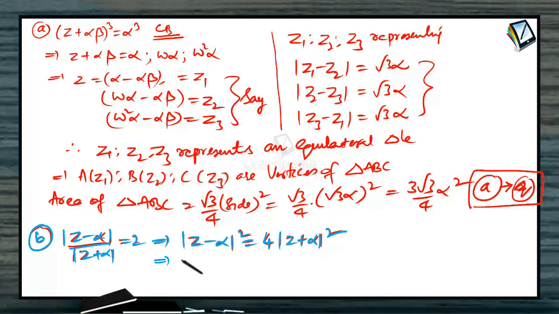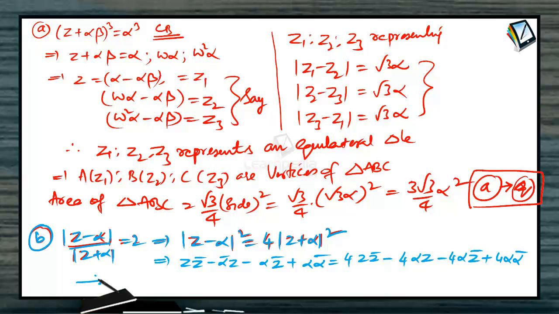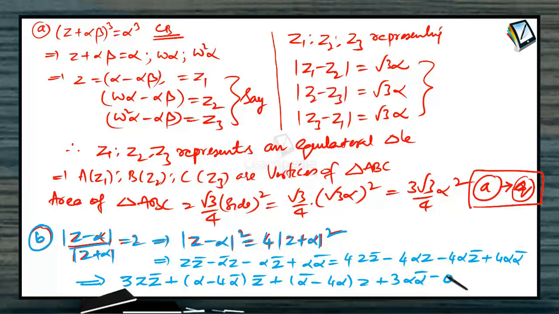So if you expand this, this becomes z z̄ − ᾱz − α z̄ + α ᾱ = 4 z z̄ + 4 ᾱz + 4 α z̄ + 4 α ᾱ. If I simplify this, then I can get the equation as 3 z z̄ + 5α z̄ + 5ᾱ z + 3 α ᾱ = 0.